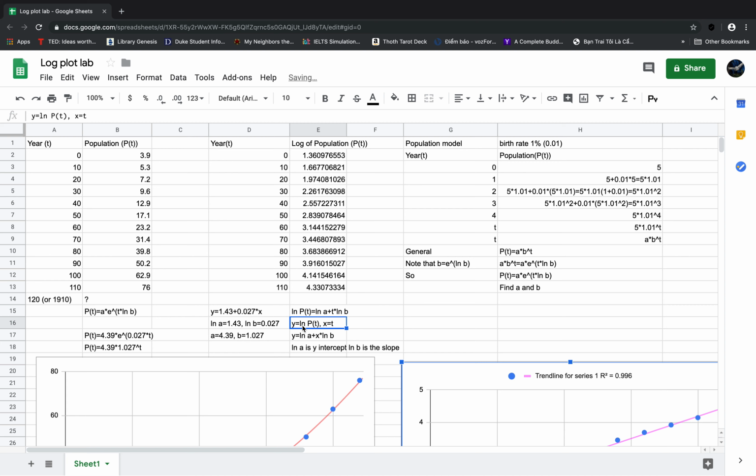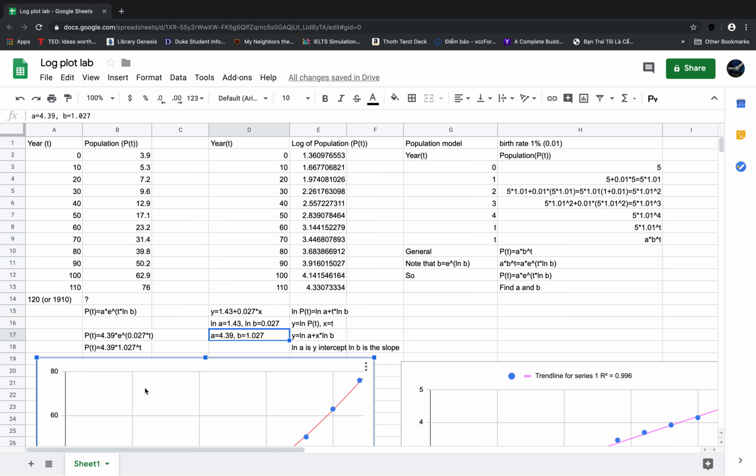Now we can plug in to our equation. That means log of A is 1.43 and log of B is 0.027, right? Or that means A is 4.39 and B is 1.027. Then our equation P(t) now is 4.39 multiplied by e to the 0.027t, or 4.39 multiplied by 1.027 to the t.